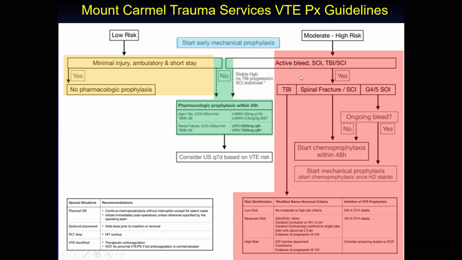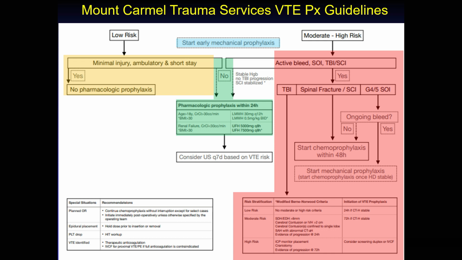Patients with ongoing bleeding, spinal traumas, and head trauma, as highlighted here in the red, may or may not be candidates for early chemical prophylaxis. Everybody else gets chemical VTE prophylaxis. Unfractionated heparin, if they have renal failure, as defined by a creatinine clearance of less than 30, and 5,000 Q8 in most, 7,500 Q8 with a BMI of greater than 30.